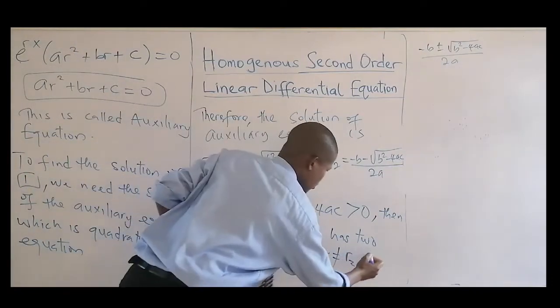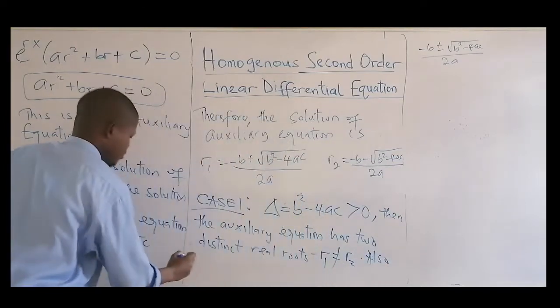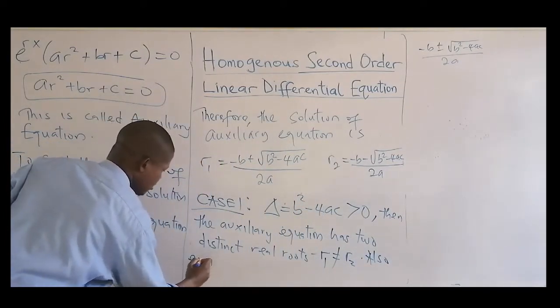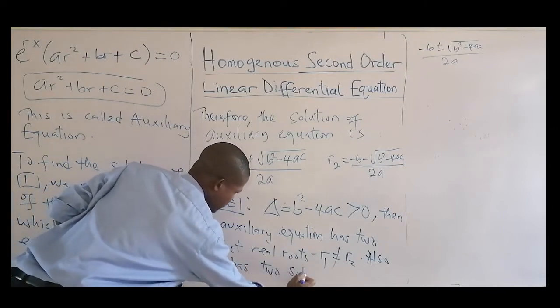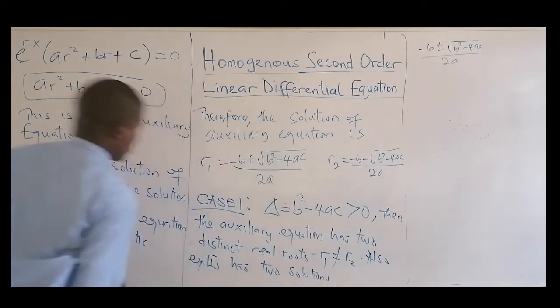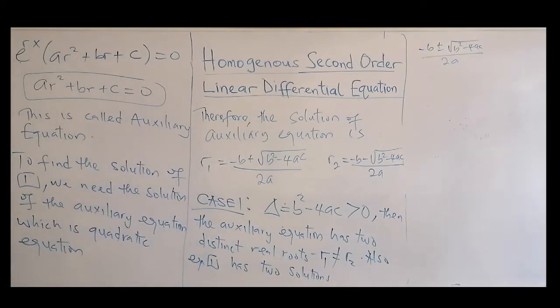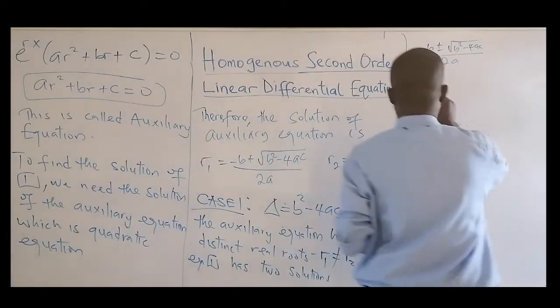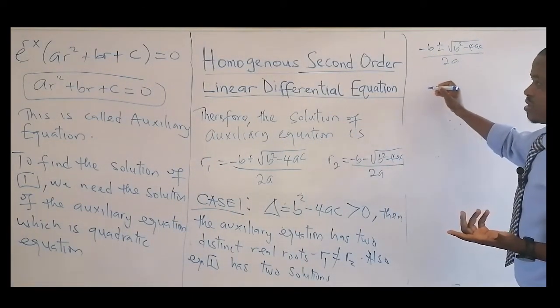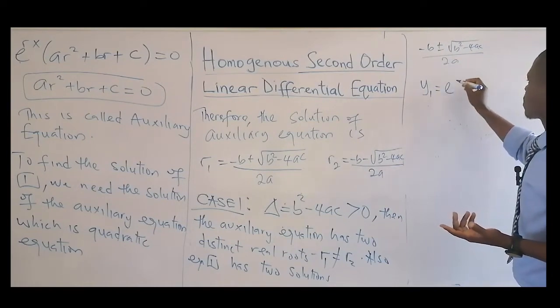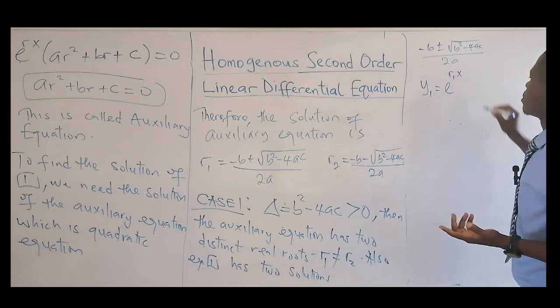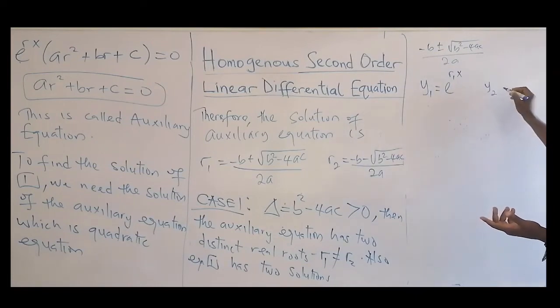Then also, equation one has two solutions. And don't forget, y1 will be equal to e to the r1 x, and then y2 equal to what? Exponential r2 x. So that's the two solutions.